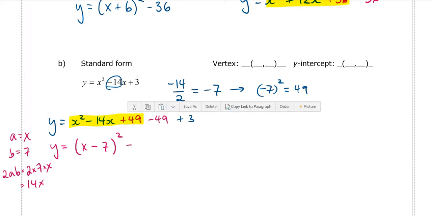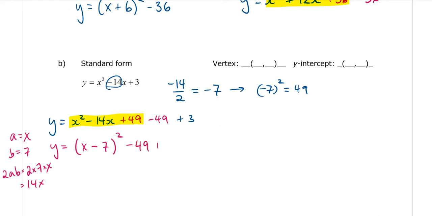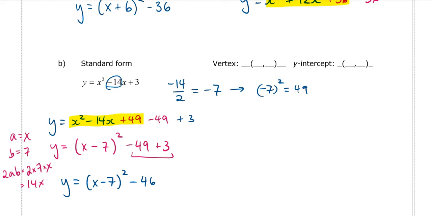And then outside that, I have minus 49 plus 3. You're going to collect these two like terms. So my final vertex form is y equals x minus 7 squared minus 46. And so the vertex is going to be positive 7 for my h, negative 46 for my y, and the y-intercept is, from the standard form, y equals 3. So 0, 3.